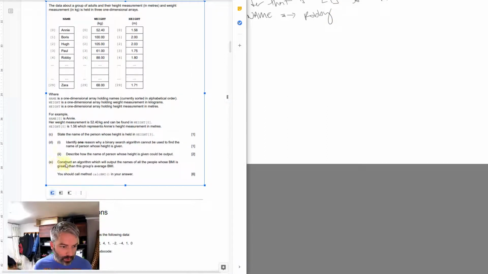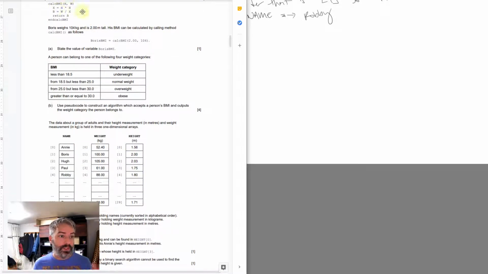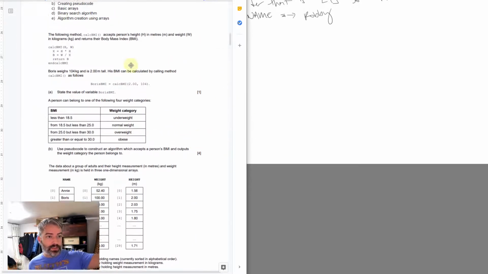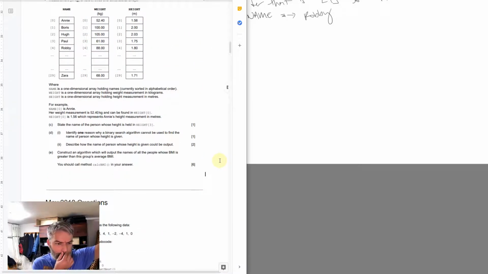Okay, so for part E, construct an algorithm that's going to output the names of all the people whose BMI is greater than this group's average BMI. We're going to call the method calc BMI in your answer. So we already have this, and what's good about it is that we don't have to recode it. We can use it already. And this just passes in the height and the weight value. Okay, so this isn't too bad. We're going to output the names of all people whose BMI is greater than the group's average BMI.